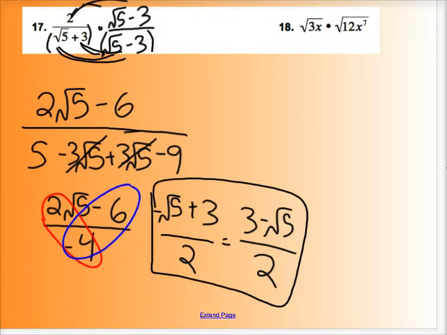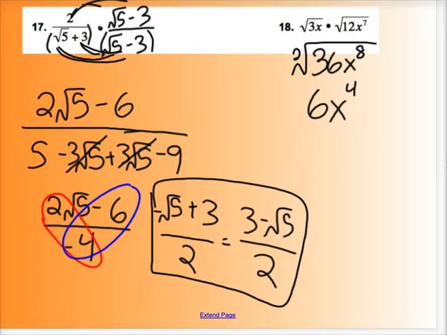So for 18, for multiplying, all you have to do is multiply the insides. 3 times 12 is 36. x to the first times x to the 7th, add your exponents. That leaves you with an x to the 8th. Well, now we know the square root of 36 is just the number 6. 2 goes into 8 4 times, so we can pull out an x to the 4th. And again, we get to assume everything's positive on this backside, so that is the end of our problem.